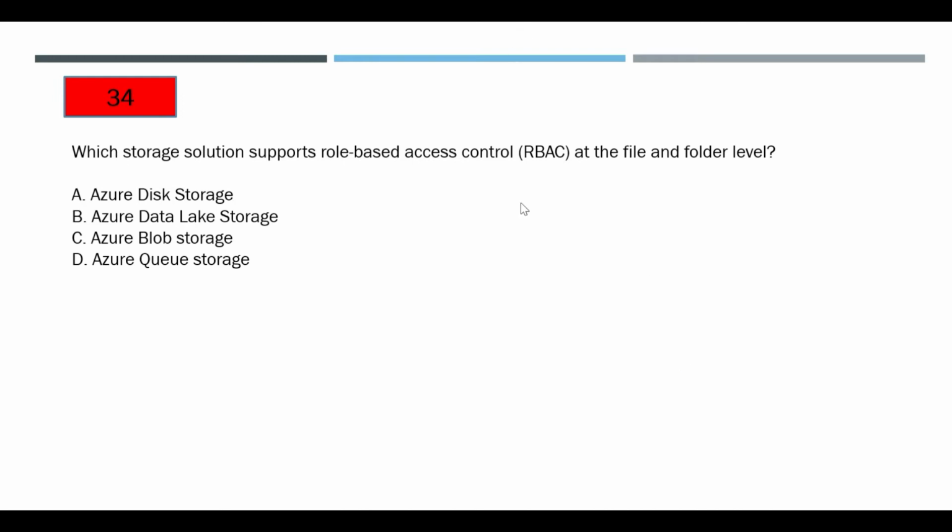This is a bit tricky. I would not say a lot tricky, but a bit tricky. It asks which solution supports RBAC at the file and folder level. When we talk about files and folders, we are talking about hierarchical structures. So always remember, whenever a question has a hierarchical structure linked to storage, it is always Data Lake Storage, because Data Lake Storage has a hierarchical structure. Blob storage doesn't have that. Queue storage is a very different animal; it's used for storing messages, and disk storage is a block storage. So this is our answer.